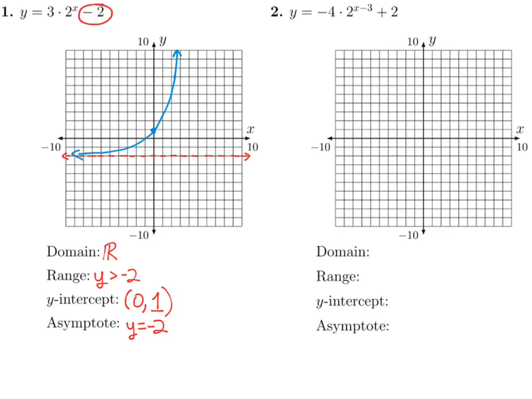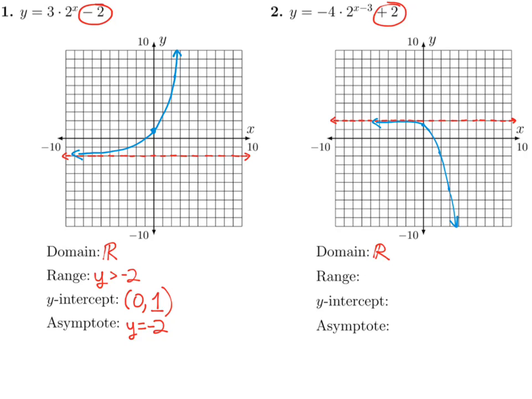Okay, so let's see. It ends in +2. So the asymptote will be up at 2. All right, there we have it. If you plug in 1 for x, you get 1.5. If you plug in 0 for x, you end up with 1.5. And we have our nice swoopy graph.